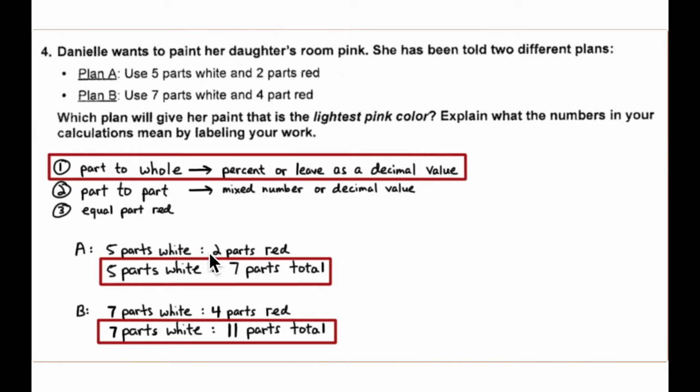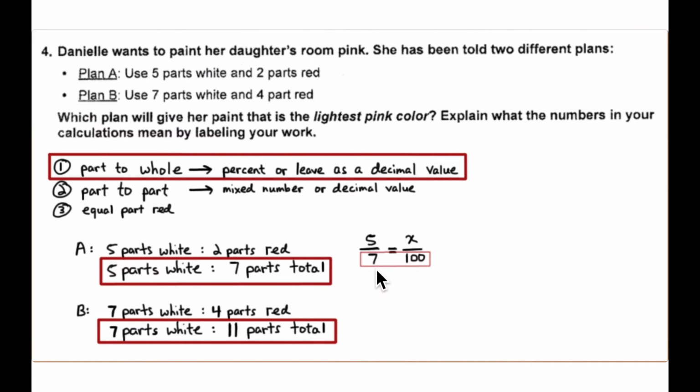So if you have 5 parts white, 2 parts red, that's 7 parts total. 7 parts white, 4 parts red, that's 11 parts total. Set up the proportion. In this proportion, to go from 7 parts total to 100 parts total, and this is a percent. What percent of this total amount is white?